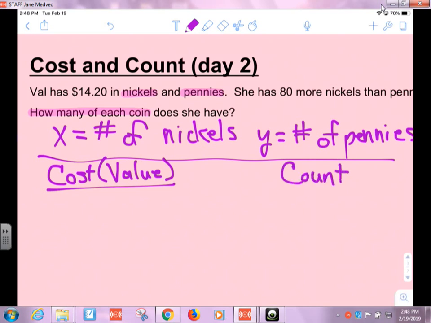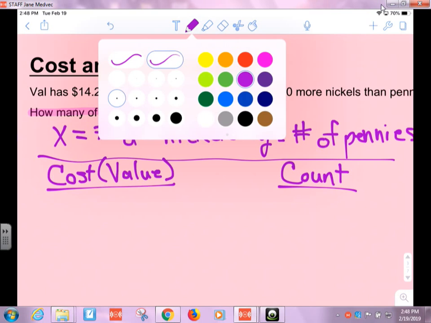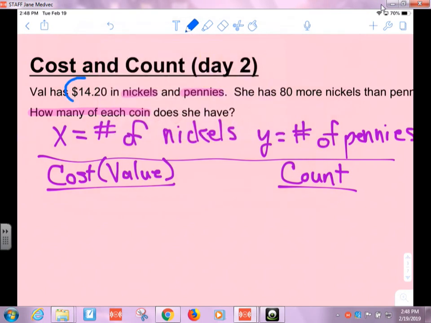And again, it doesn't matter which equation I do first. So first I'm going to look at the value. Now you're going to notice that there is only one number in this problem that has the dollar sign. In the past example, there were more, but in this example, there's only one. So what we need to do is look at the actual value of the coin.